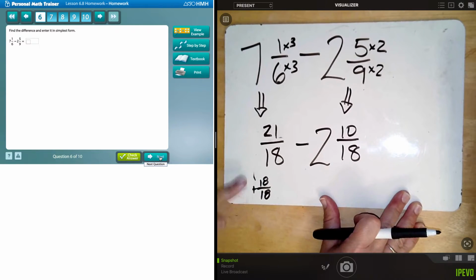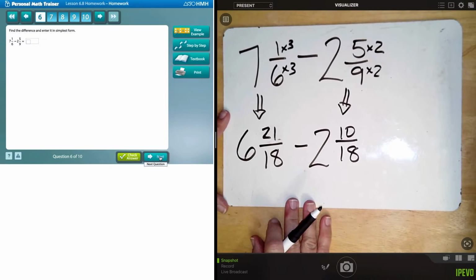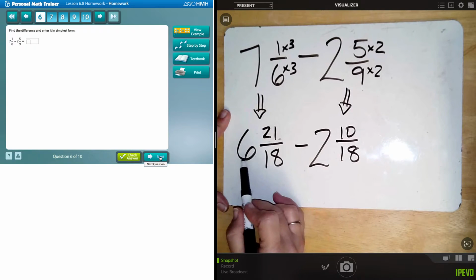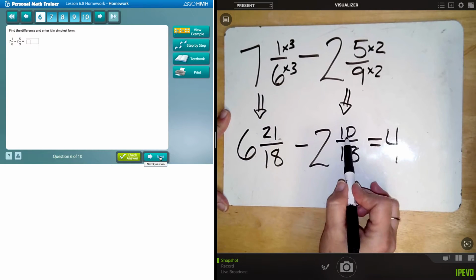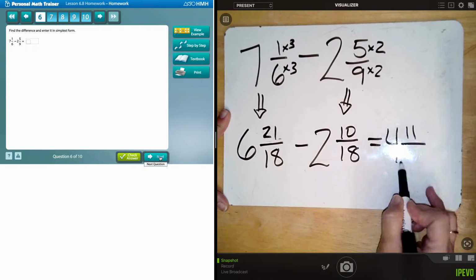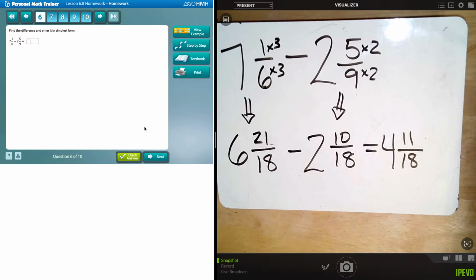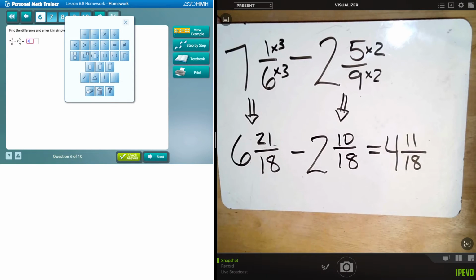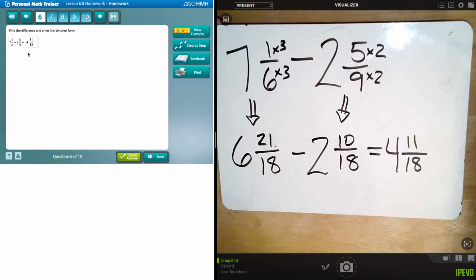And I won't have 7 wholes. I will have 6 because I broke it apart, right, into 6 wholes and 1 whole. So now I can do 6 minus 2 equals 4. 21 take away 10 is 11 over 18. So let's see if Think Central agrees that our answer is in simplest form, and 11 is a prime number, so I can't reduce that at all, right? I can't divide it in half, so that's why I'm leaving it in simplest form.